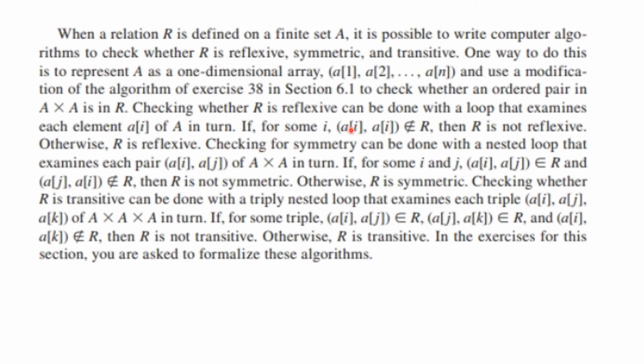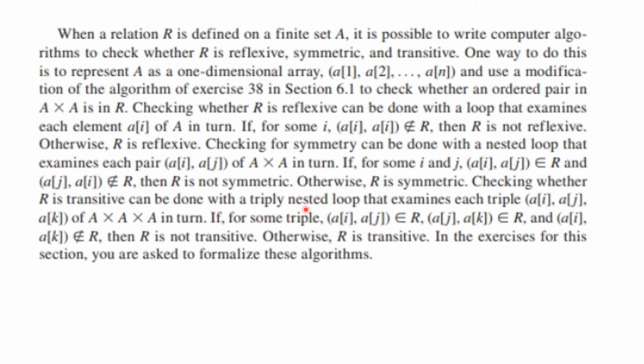Checking whether R is reflexive can be done with a loop that examines each Ai of A in turn. And if for some i, (Ai, Ai) is not in R, then it's not reflexive. Otherwise it is reflexive. So you complete the loop and then you know the answer. Checking for symmetry can be done with a nested loop that examines each pair (Ai, Aj) of A cross A in turn. And if for some i, j, (Ai, Aj) is in R, but (Aj, Ai) is not in R, then it's not symmetric. Otherwise it is.